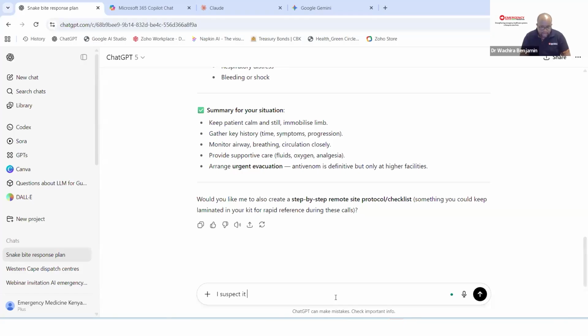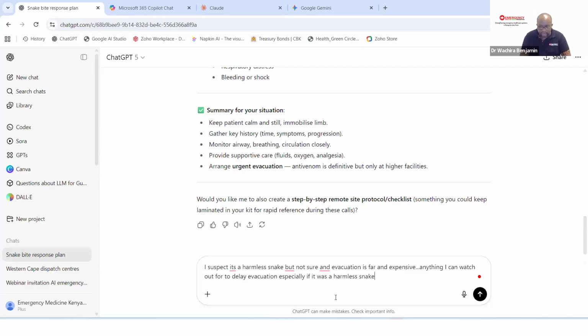I suspect it's a harmless snake, but not sure, and evacuation is far and expensive. Let's call it what it is. Anything I can watch out for to delay evacuation, especially if it was a harmless snake? Let's do that.